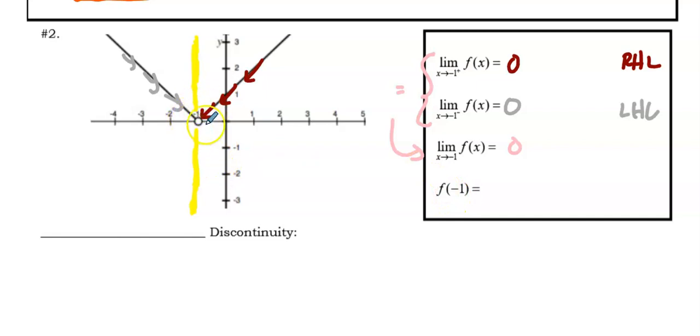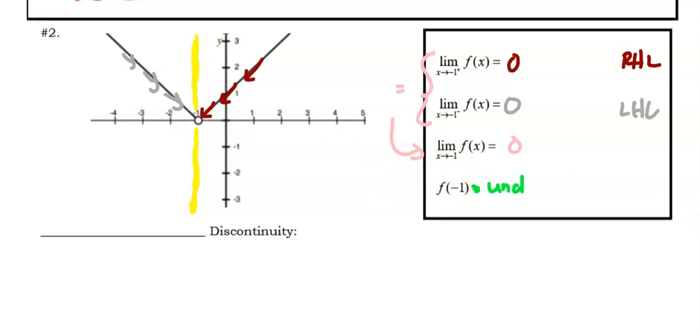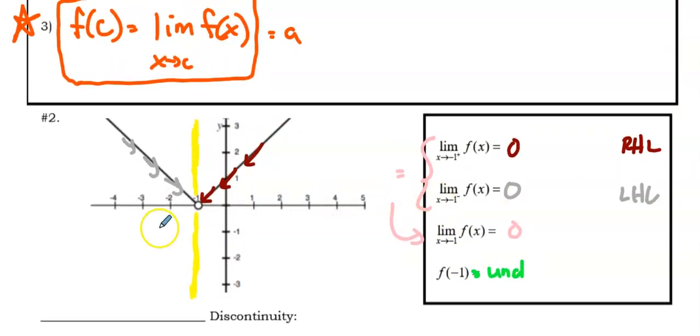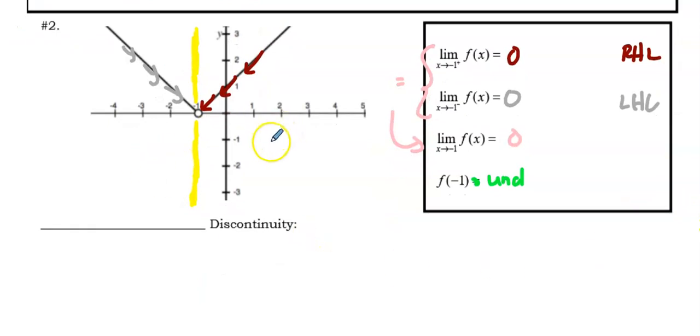Well, f of -1 is actually an open circle here, so it means it's undefined. So what can we say about this? Well, we can't say it's continuous. We can't say this is continuous at x equals -1 because f of c, which in this case is f of -1, is not equal to the limit. 0 is not equal to undefined. So it's not continuous.